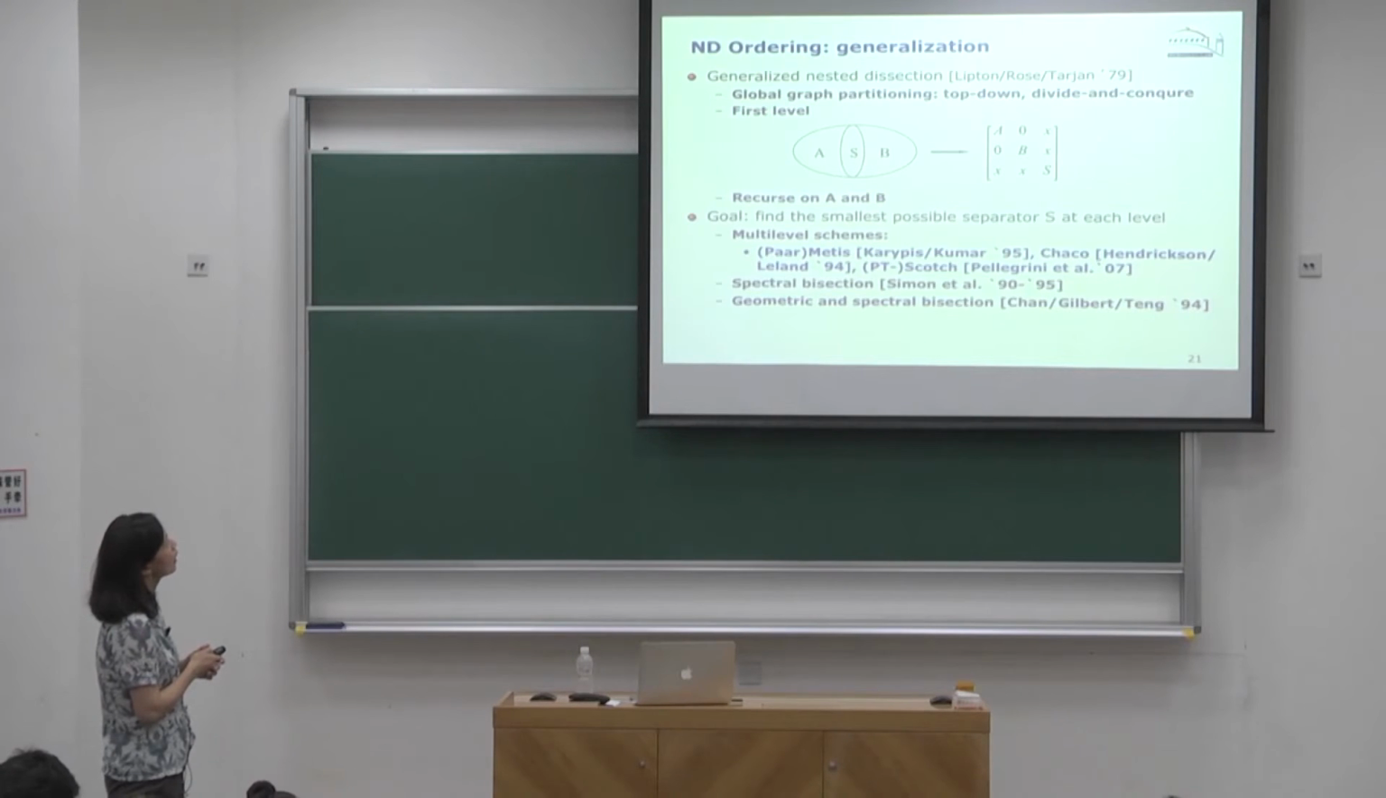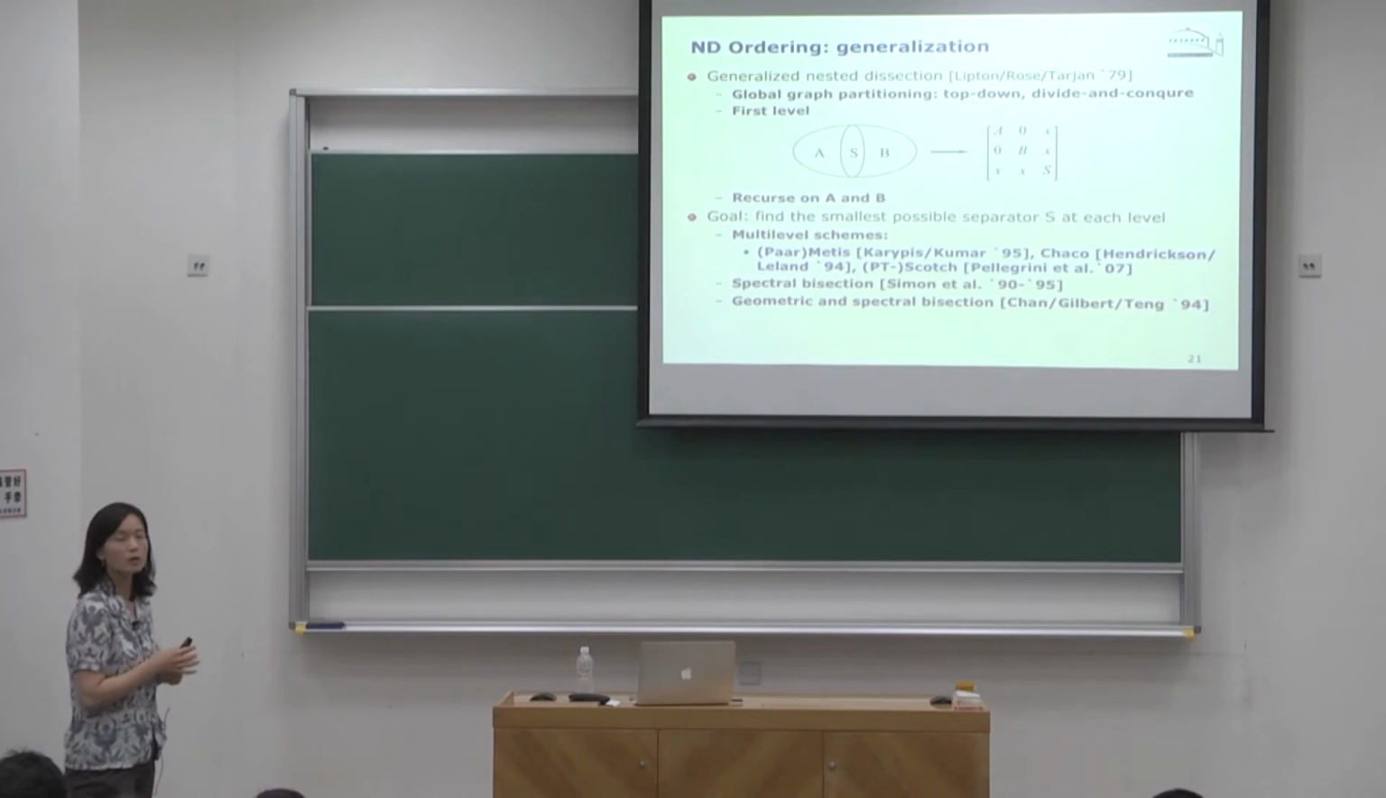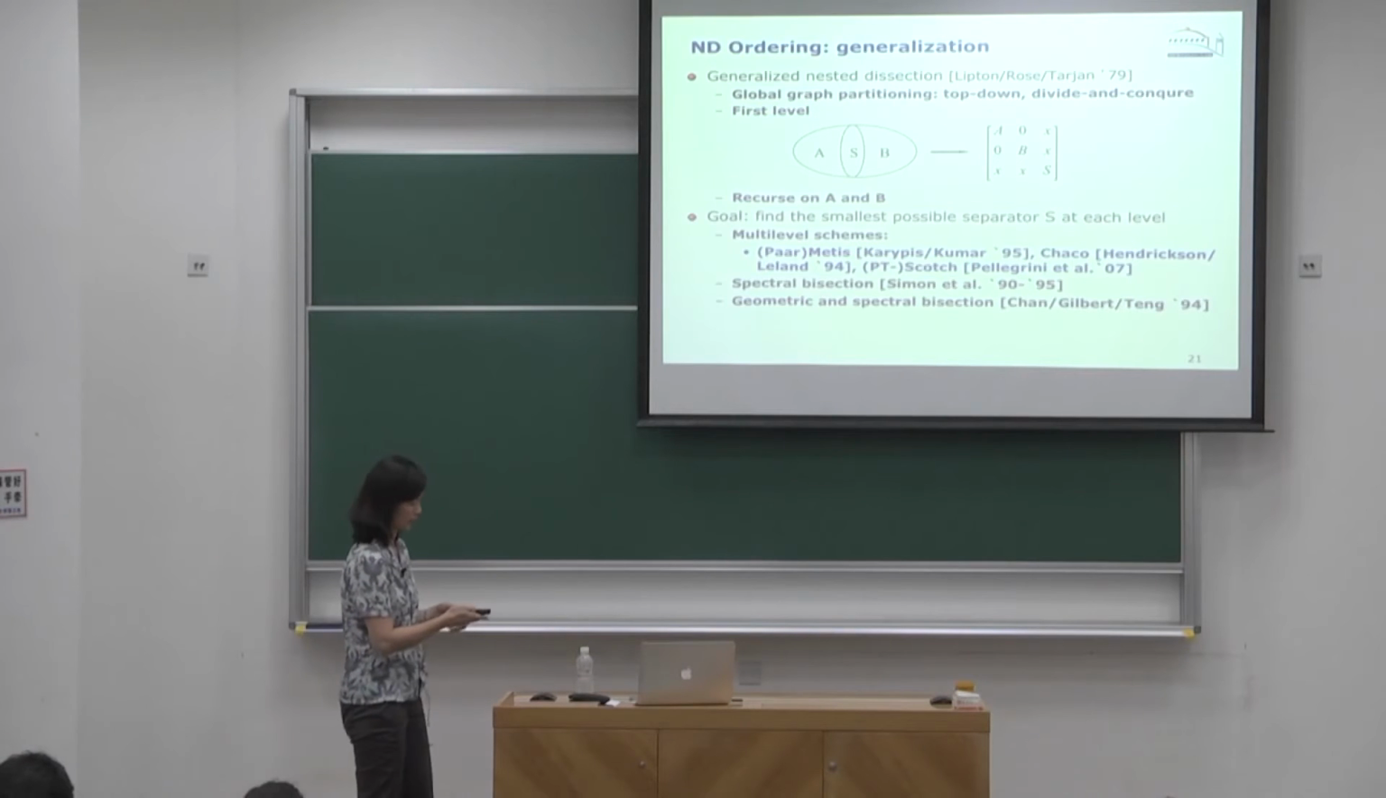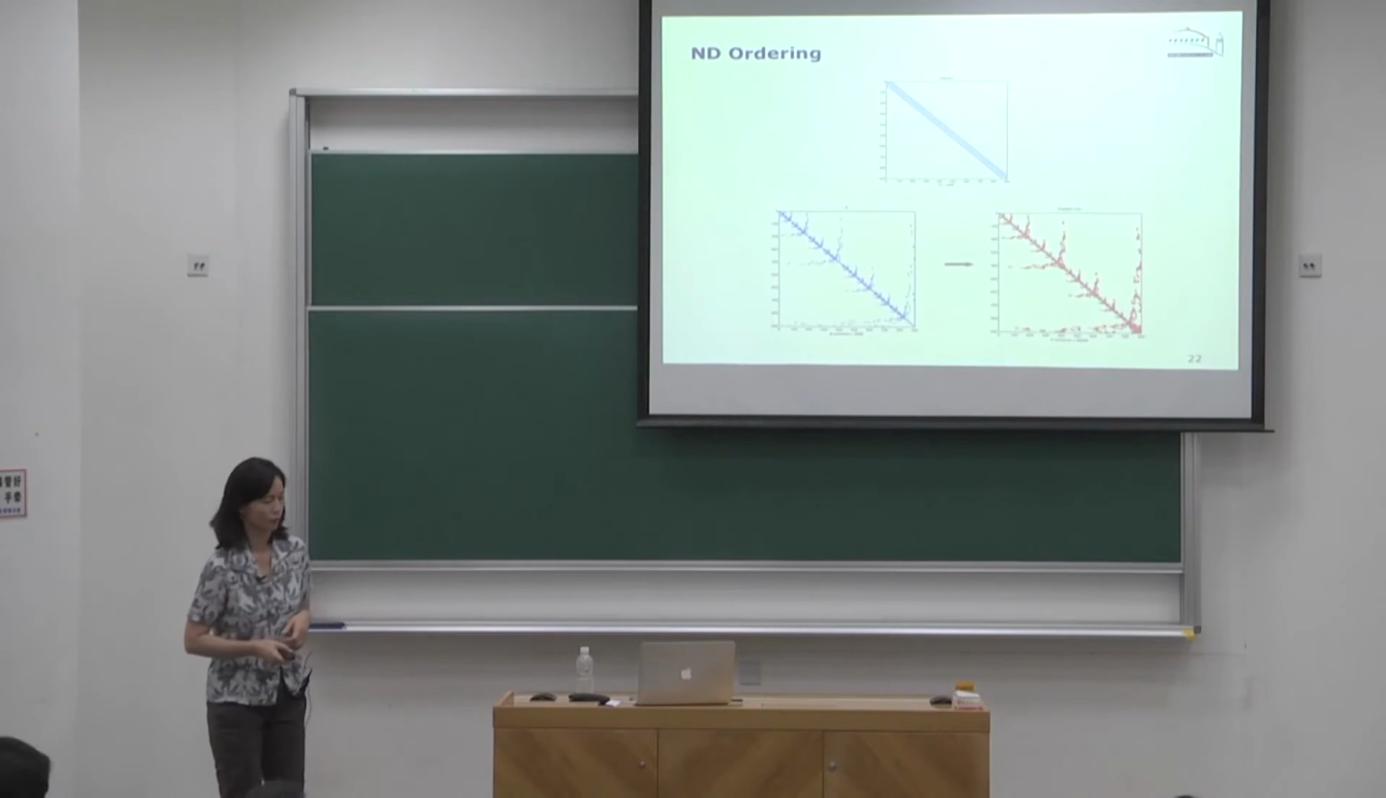So it's available. You can download other software. Very good software is Scotch, or the parallel version, PT-Scotch, so sequential and parallel. Those are very mature software, and people use those a lot in scientific computing. And then different papers talk about different ways of finding small separators, and recursive multi-level schemes, etc. Those are more the research front.